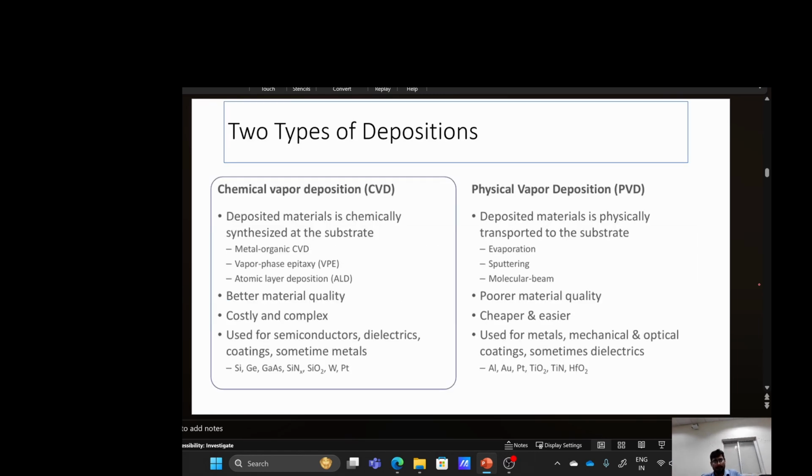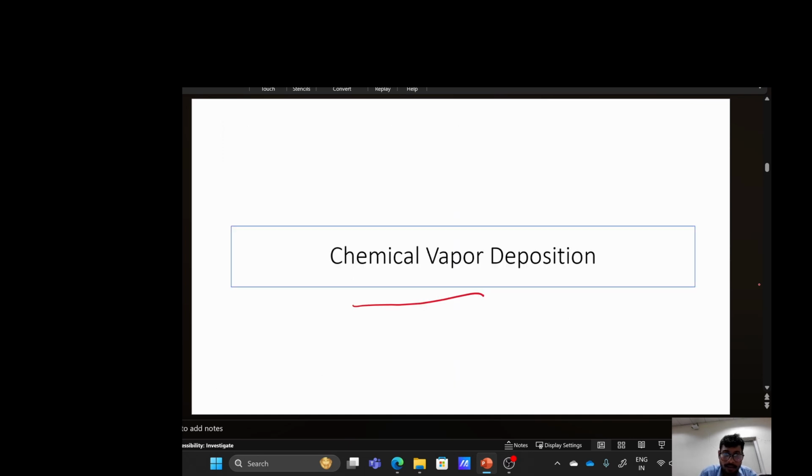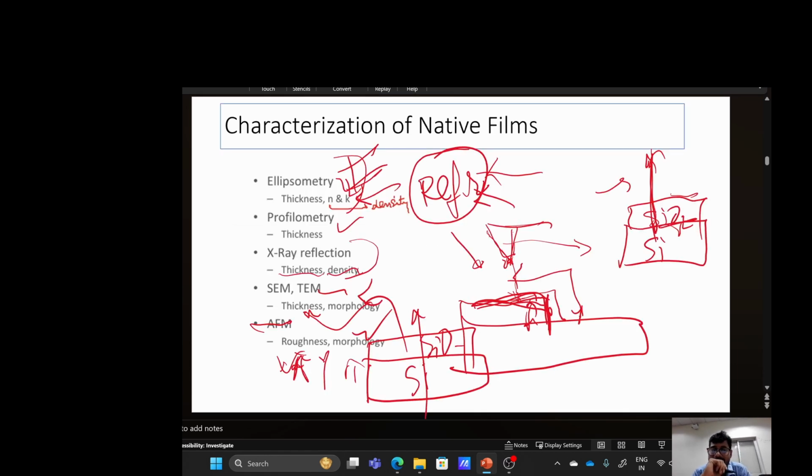Anil, one doubt I had. Earlier, in the characterization techniques of thin films, with AFM, like ellipsometry and profilometry, we can get immediate results of thickness, right? Yes, in profilometer and ellipsometer you can get immediate results. AFM, I did not understand.